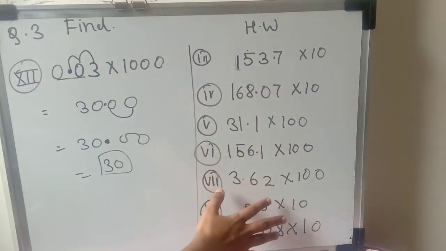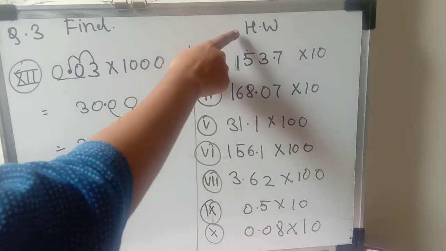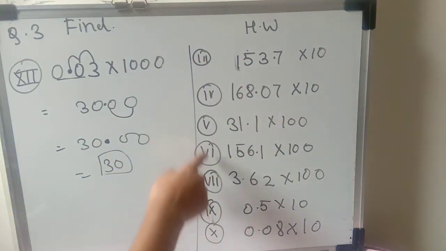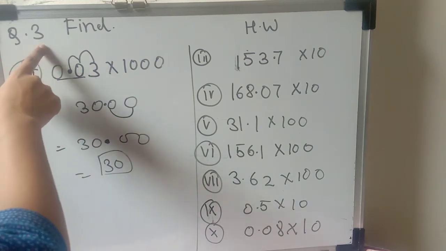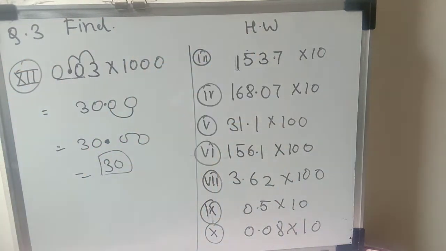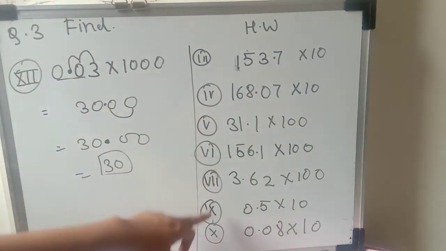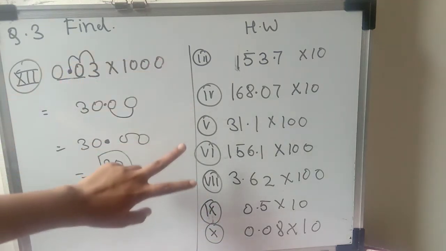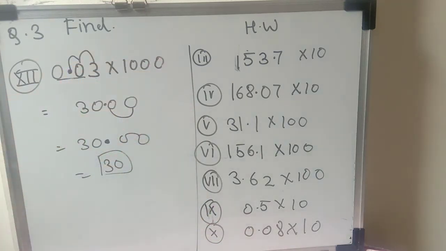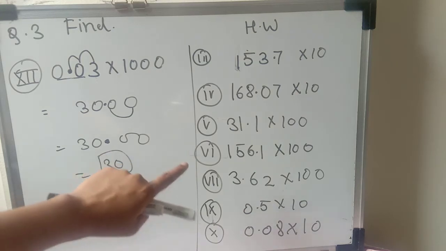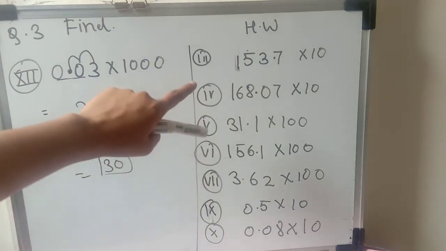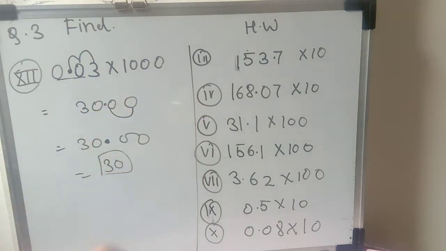On my right side you will see these examples, from question number 3, and these examples you have to solve as homework. You can write them down in your notebook. If you have a textbook, just tick in your textbook which examples you have to solve as homework. Then we will start to solve question number 4.